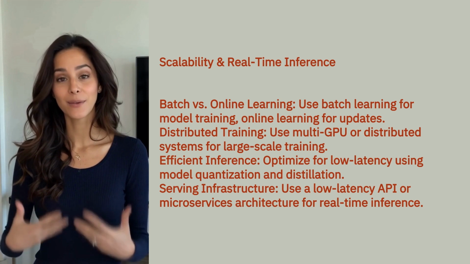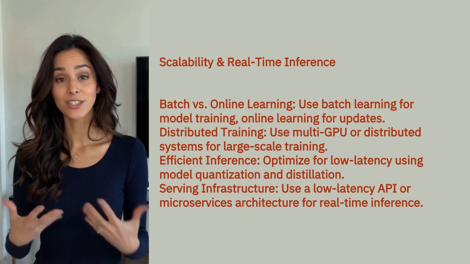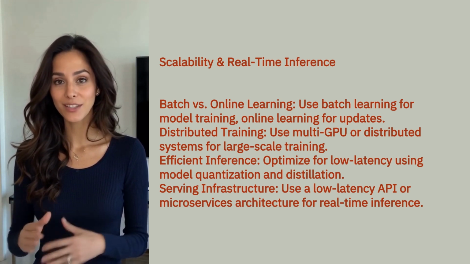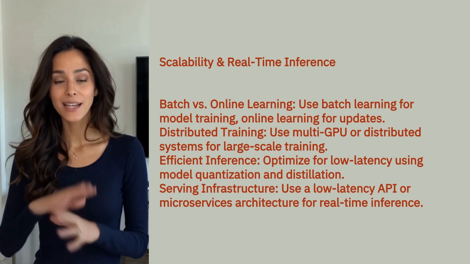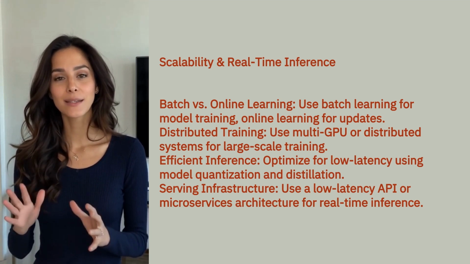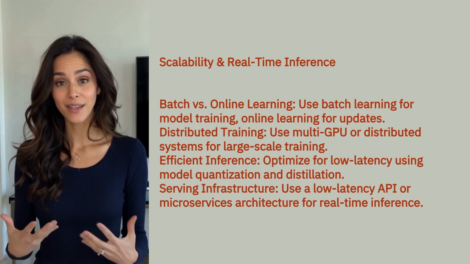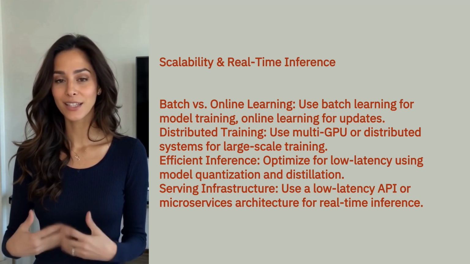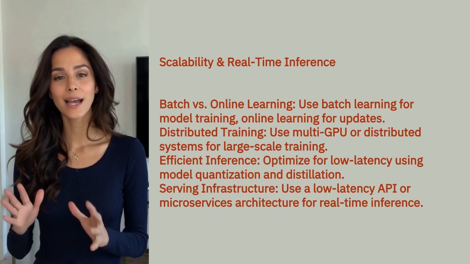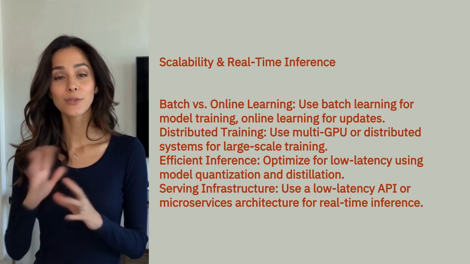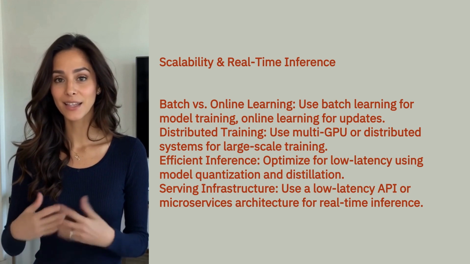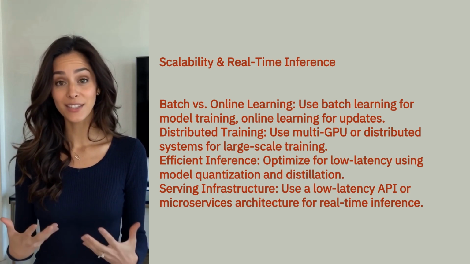At inference time, we must ensure low latency predictions, which can be achieved by model quantization, reducing model size, and knowledge distillation, transferring knowledge from a large model to a smaller, faster one. In production, a microservices architecture is ideal for scaling, as it enables easy deployment and maintenance of real-time recommendation APIs, ensuring fast and responsive user interactions.